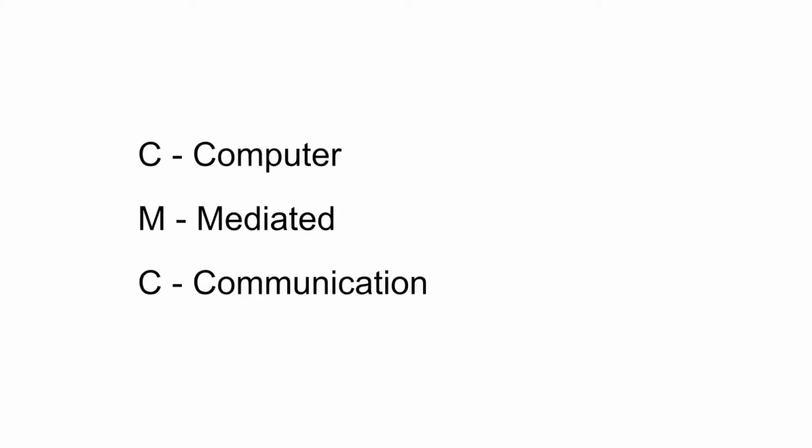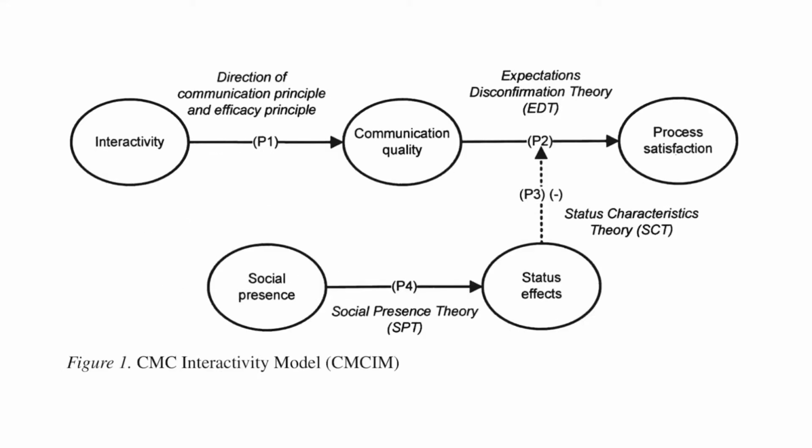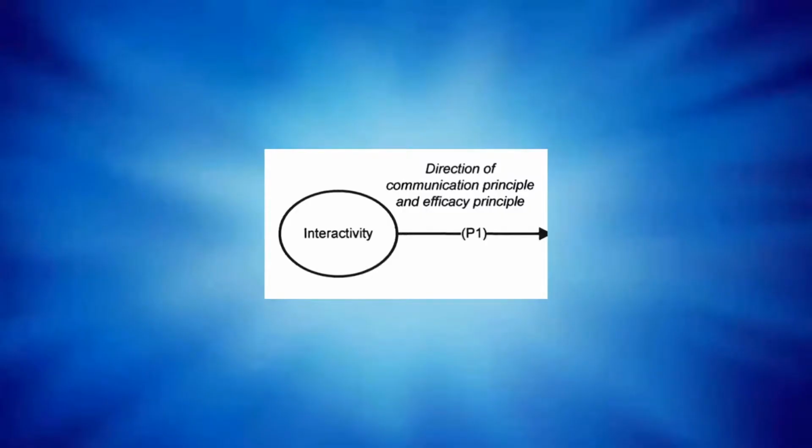Now, CMC stands for Computer-Mediated Communication. This is an umbrella term for means of communication that are assisted through some sort of computer, like an email, text message, or online message board, etc. Now, the CMC interactivity model explains exactly how interactivity, communication quality, and status effects will impact process satisfaction in groups of people in different contexts. The key construct here is interactivity of the CMC, more precisely, interpersonal interactivity.